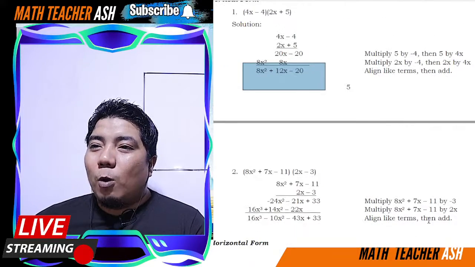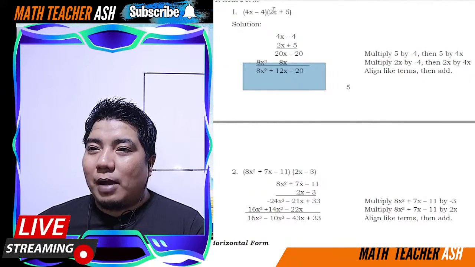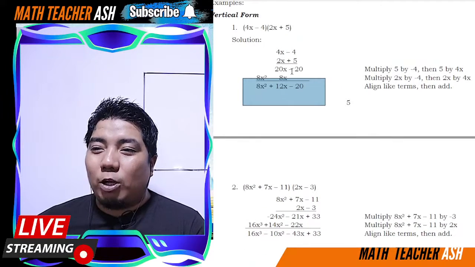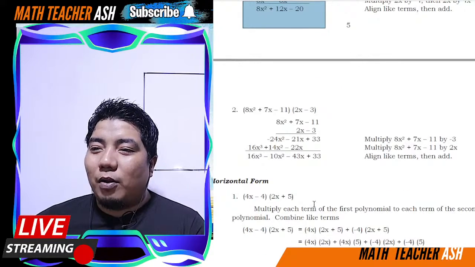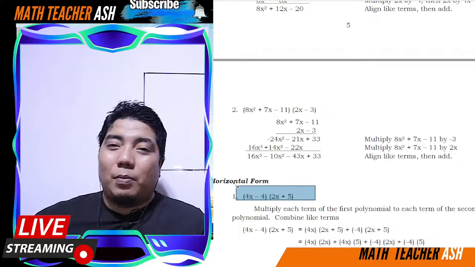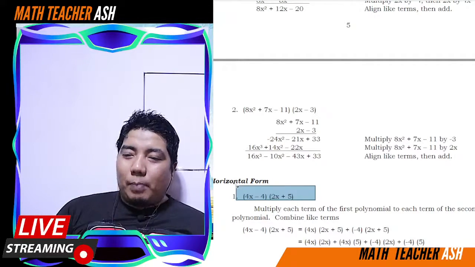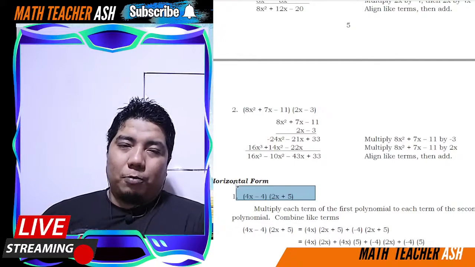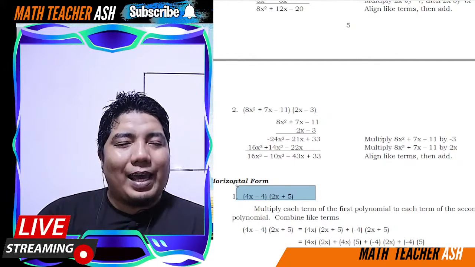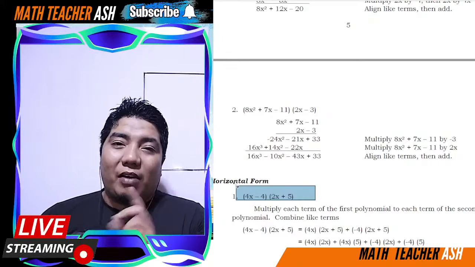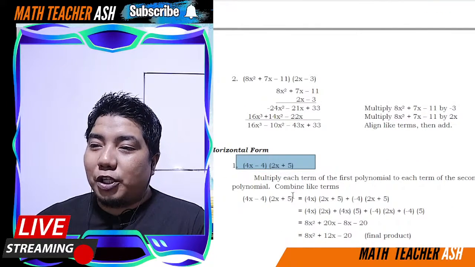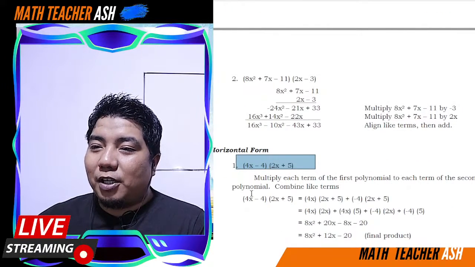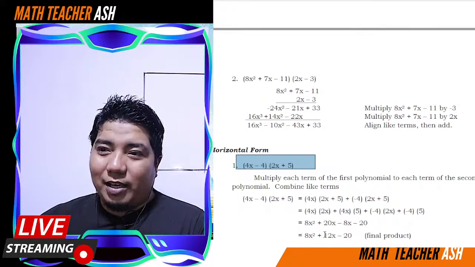Now, what if, okay, this is the vertical form, patayo. What if it is in horizontal form instead? Okay, this is the horizontal form, pahiga. How do you multiply it? The technique is called the FOIL method. F-O-I-L. When we say FOIL method, F stands for the first terms.